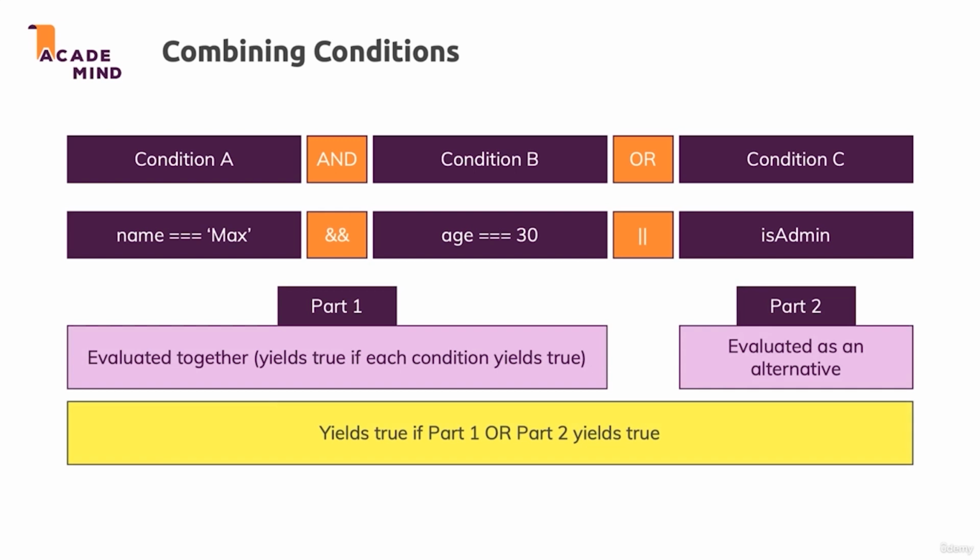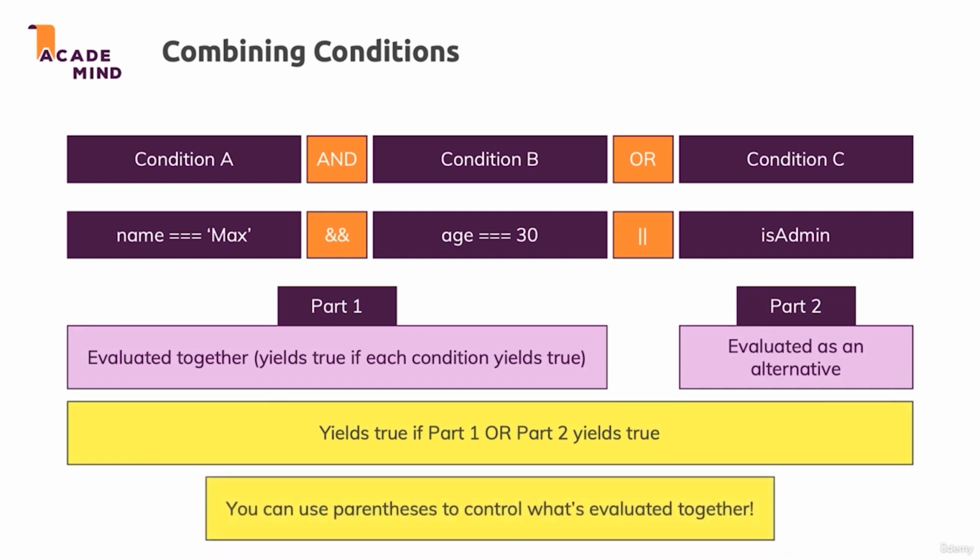Now, sometimes you also want to combine conditions differently. You don't want to have A and B combined. Instead, you maybe want to say, if condition A is true and either B or C is true, which is not how this currently would be evaluated, but if you would want to say this, then you can always use parentheses around your conditions to control that. So let's have a look at that.